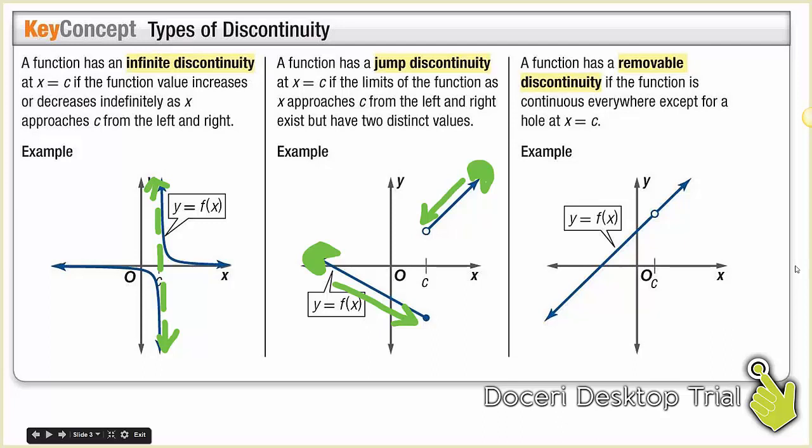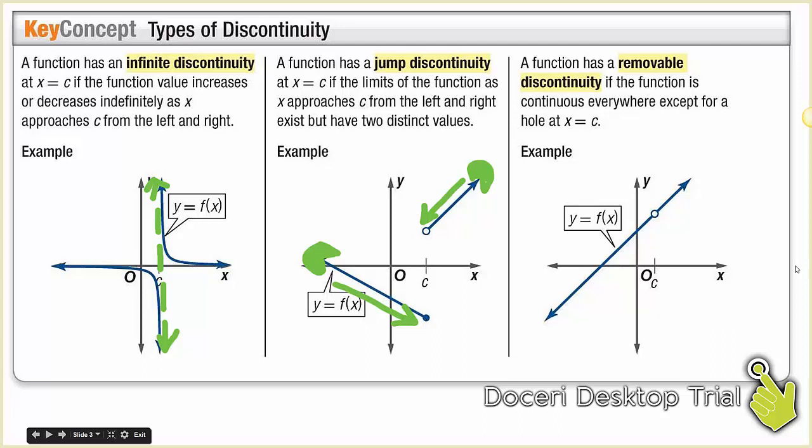The third example would be a removable discontinuity, if there's a hole in the graph. So it's continuous everywhere except for this one spot. There are several ways that a hole can exist on the graph, and you're not actually going to be able to see a hole when you graph it in your calculator. You're going to have to use some algebra techniques to figure that out, or look at your table and you might be able to find out where an error might be.